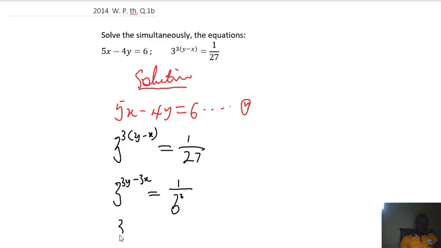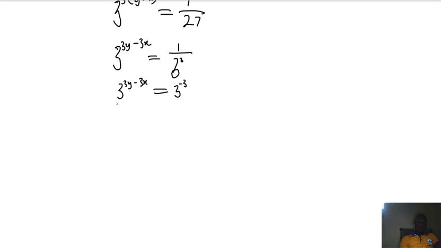So this one can be written as 3 exponent 3y minus 3x equals 3 exponent negative 3. Because the bases are the same, we have the base here to be 3 and the base here to be 3, we equate the exponents. So we have 3y minus 3x equals negative 3.